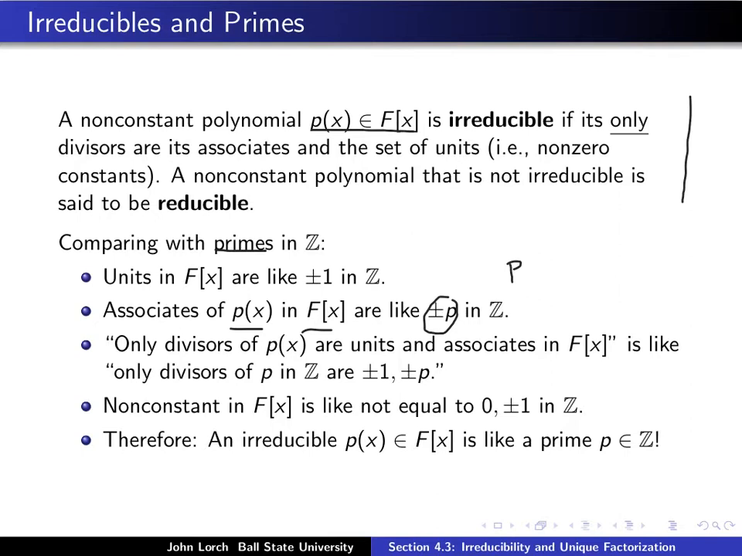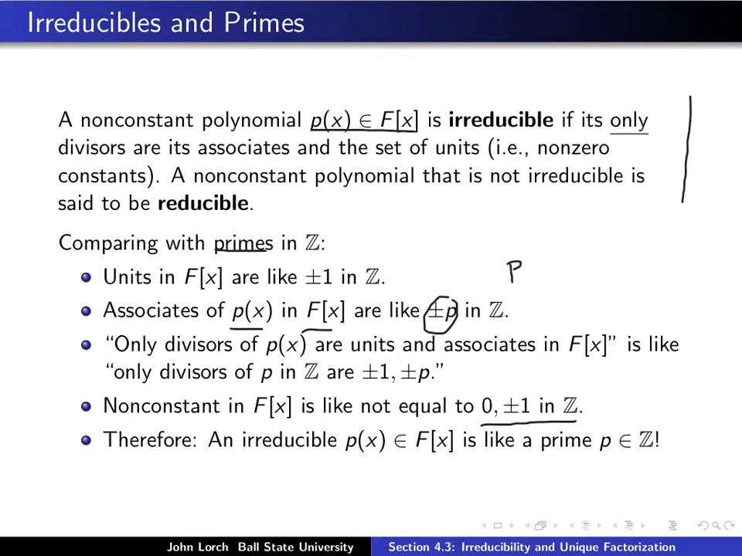Now here you might notice that in the definition of irreducibility we require our polynomial to be non-constant. In other words, we require it to be not equal to the zero polynomial, and we don't want it to be a non-zero constant polynomial either. So if we translate that to the world of integers, we are then sort of requiring that this special number be non-zero and that it not be a unit, that is, not be plus or minus 1.